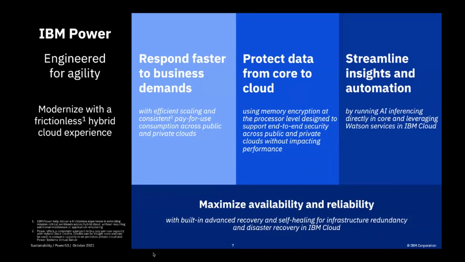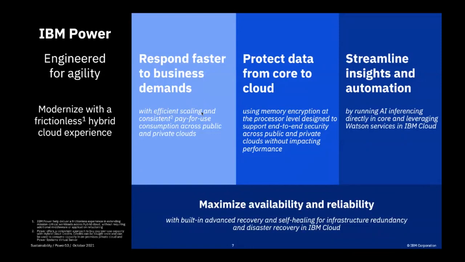And it talks to the key value points of Power10, that it was really engineered for agility, for the hybrid cloud era, with the capabilities to really allow customers to respond faster to ever-changing business needs, to protect data, not only in your data center, but from there to the cloud, to streamline business insights and automation, and obviously doing that while maximizing availability and reliability. And looking at this chart, if you have a closer look at this respond faster box, it talks about efficient scaling.